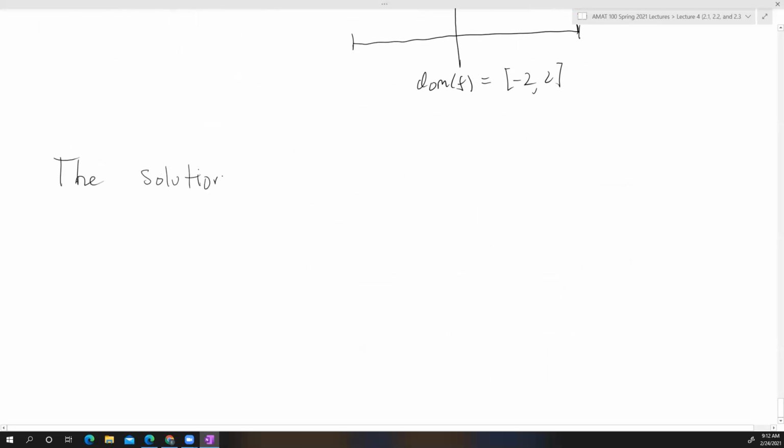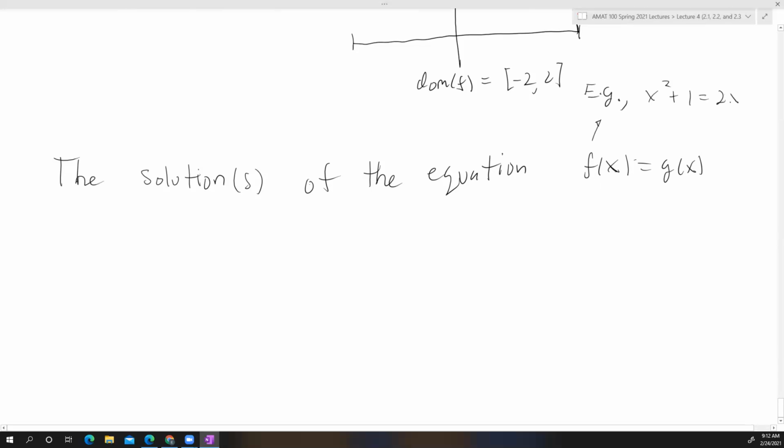So let me just write this down, and it'll be clear what it's saying geometrically. So the solutions, I should say solutions, put this in parentheses, because there might only be one solution. So the solutions of the equation f of x equals g of x. So for example, you might have something like x squared plus 1 is equal to 2x plus 5. So this would be f of x, this would be g of x. So that's an example of something like this.